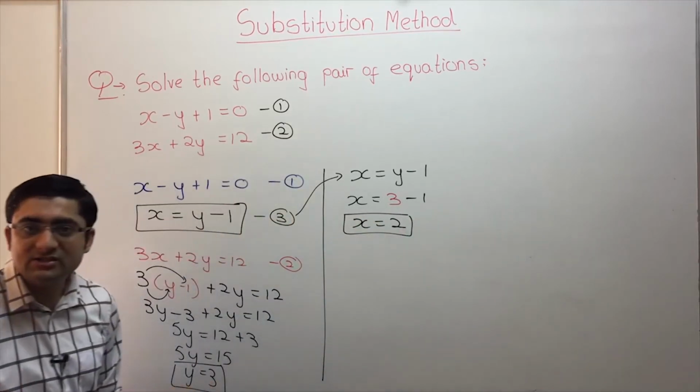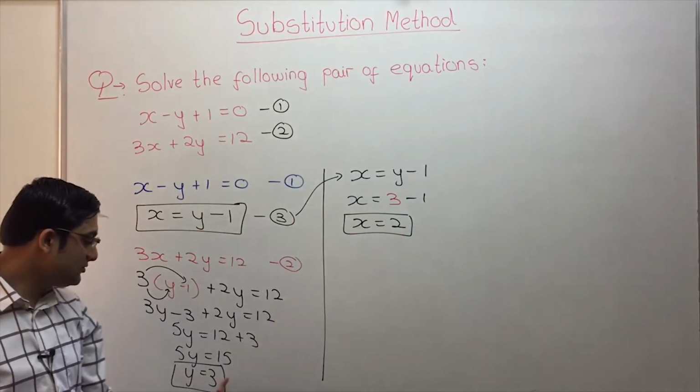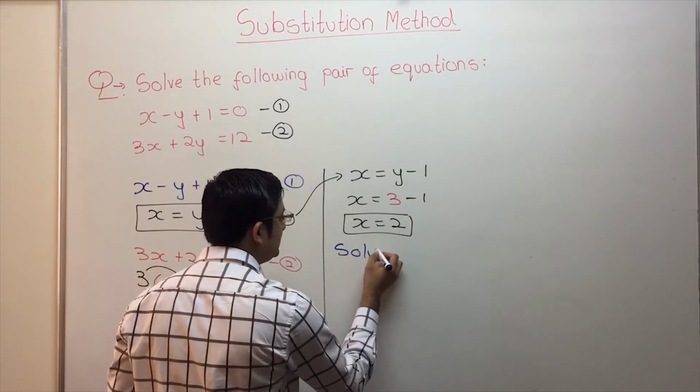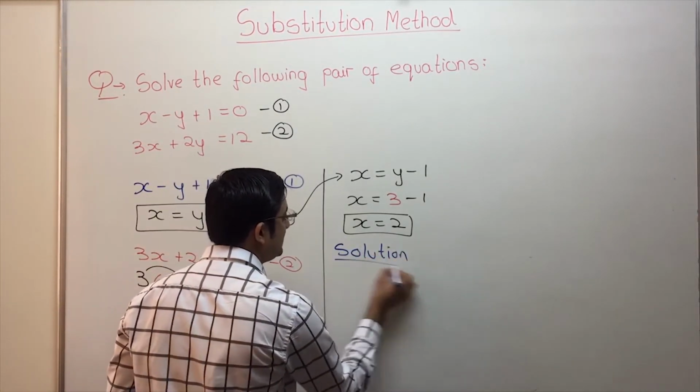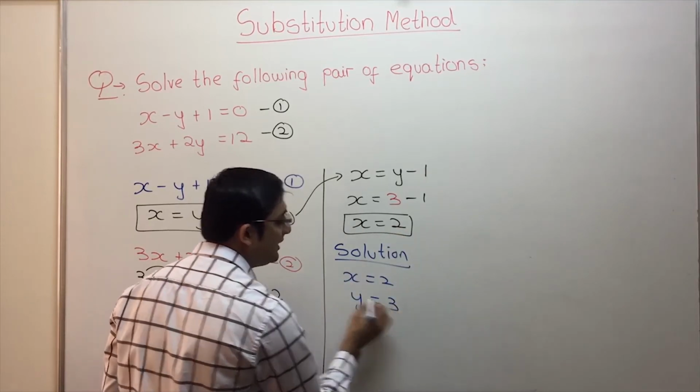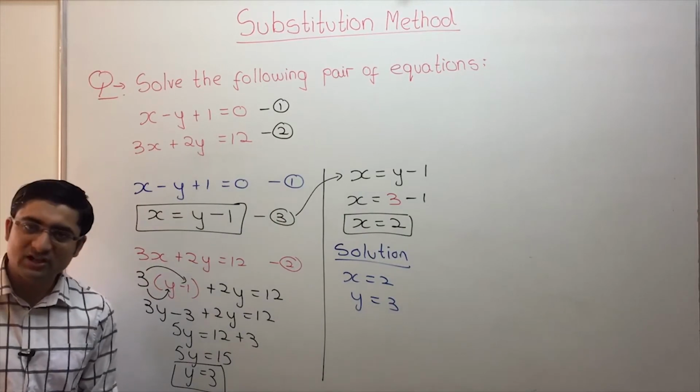So what is the answer to this question? X is equal to 2 and y is equal to 3. So right over here, the solution is x is equal to 2 and y is equal to 3. As simple as that. Let me do a recap.